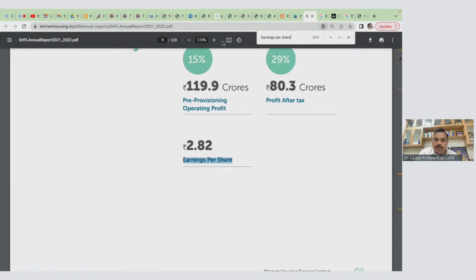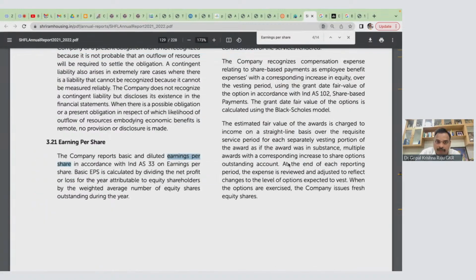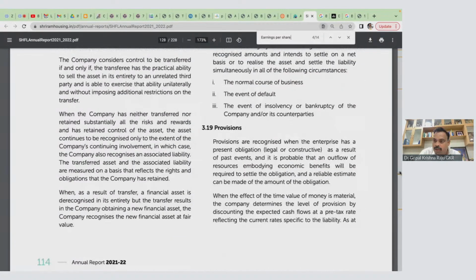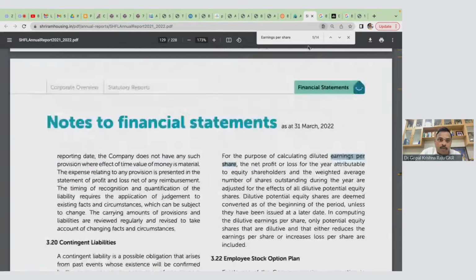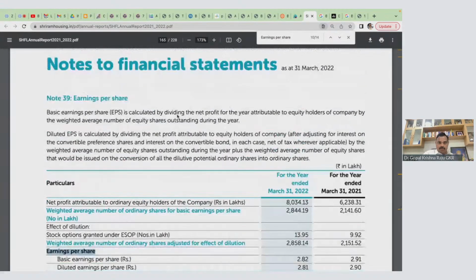Now look at this. So now you have the basic EPS and the diluted EPS, two separate items. Now, how do we calculate this? That is where I am going to take you. The basic EPS is calculated by dividing. This is actually arithmetic. There is no accounting. This particular standard is a very, very simple standard.